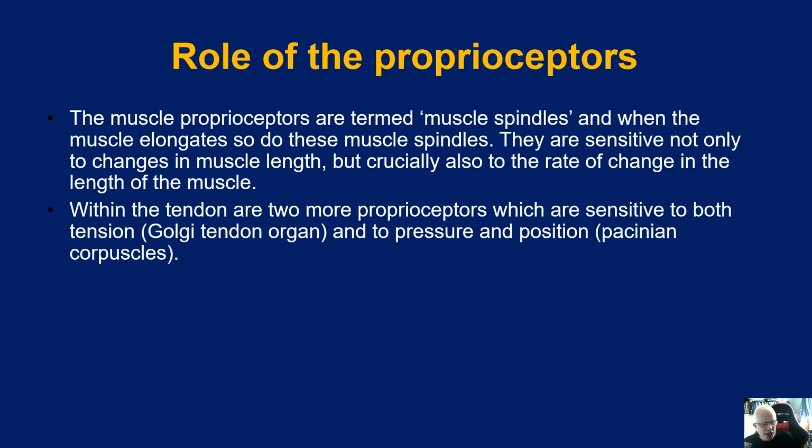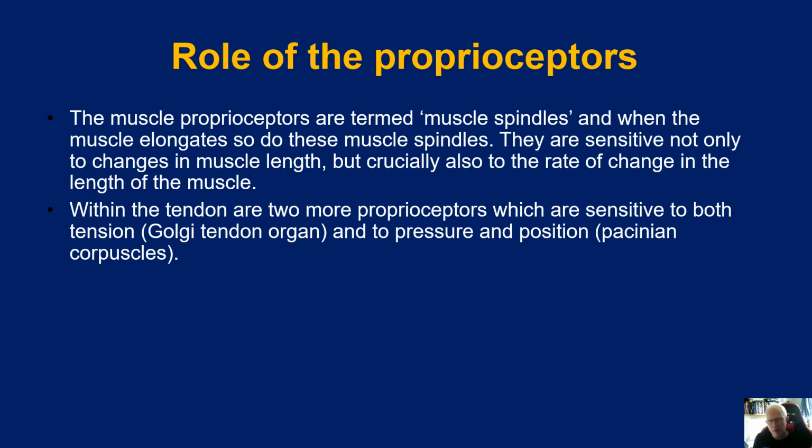Now, additionally, in the tendon, we have two more proprioceptors, and these are sensitive to tension and pressure. So remember that as tension builds up, pressure increases within the muscle cell itself. So we have these additional proprioceptors which are imparting information on how much tension is being built up. Remember, as we change the length of the muscle, we change the tension. We have the length-tension relationship, so we know there is an optimal relationship between length and tension.